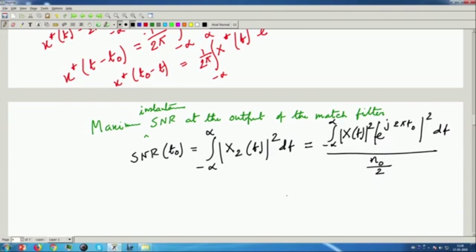You see this exponential term, its modulus is 1. So, 1 square. So, now it is nothing but integral from minus infinity to infinity of |X(f)| squared df by eta naught by 2.